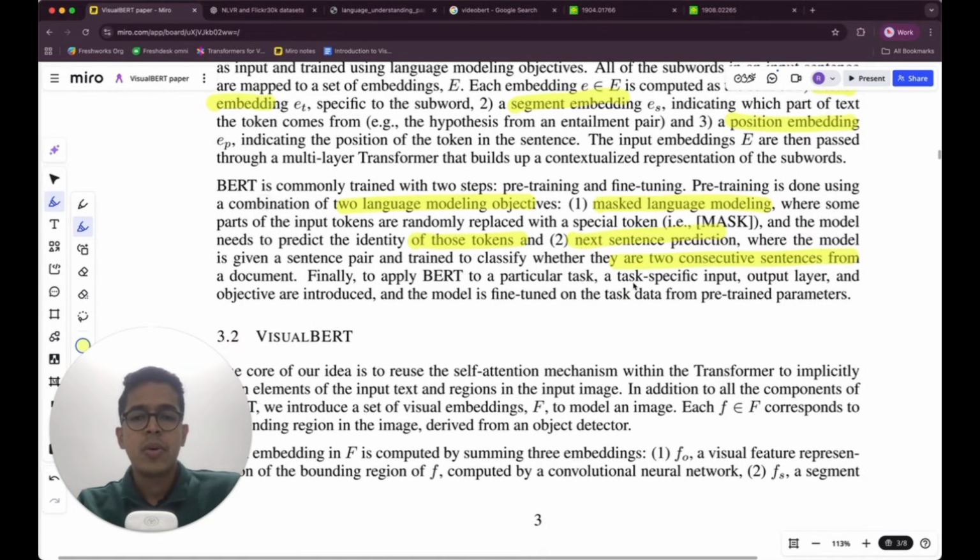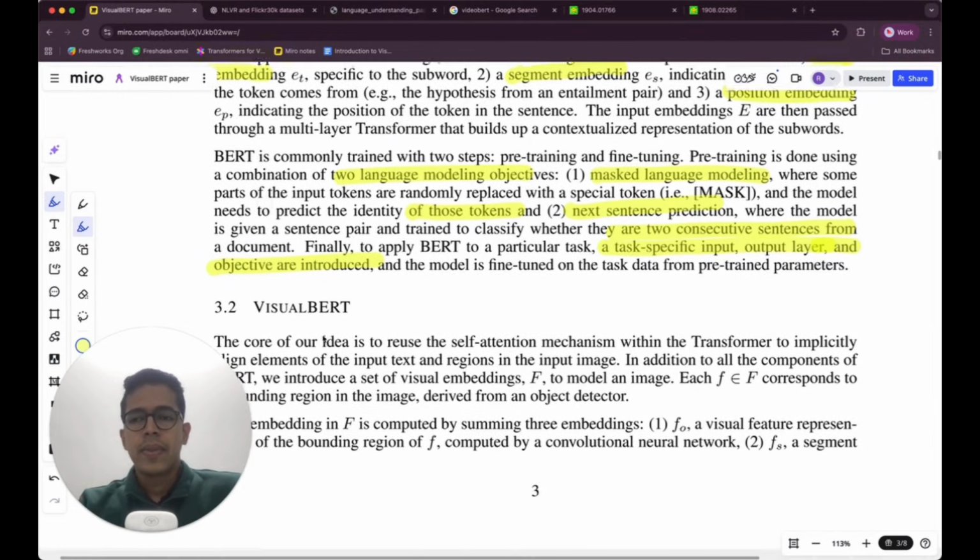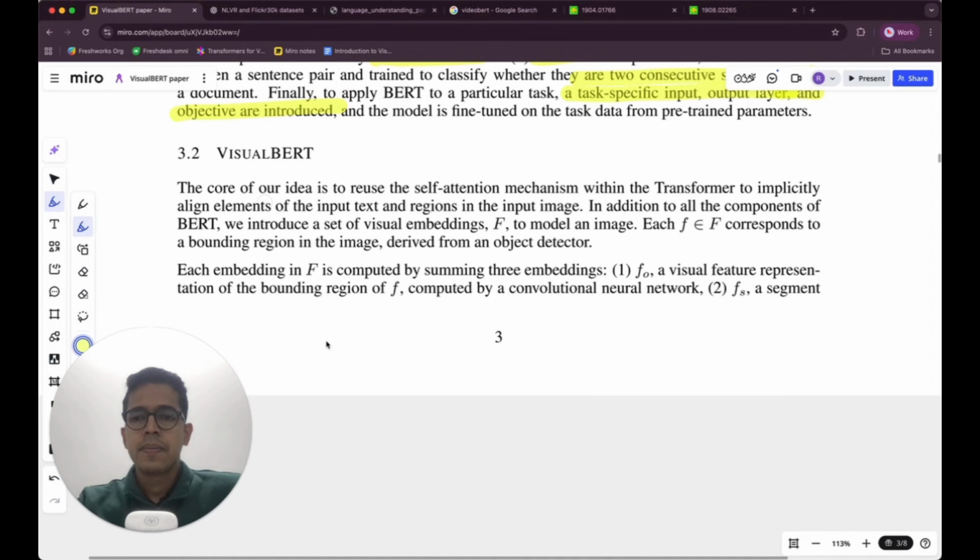Finally, to apply BERT to a particular task, a task-specific input, output layer, and objective are introduced. Of course, this is part of fine-tuning, and the model is fine-tuned on task-specific data, starting from pre-trained parameters. So pre-training is done using two language modeling objectives, MLM and NSP. And then once pre-training is done, you change the output layer, input layer, and training objective to make it suitable for further fine-tuning tasks. Okay, now let's come to the VisualBERT model.